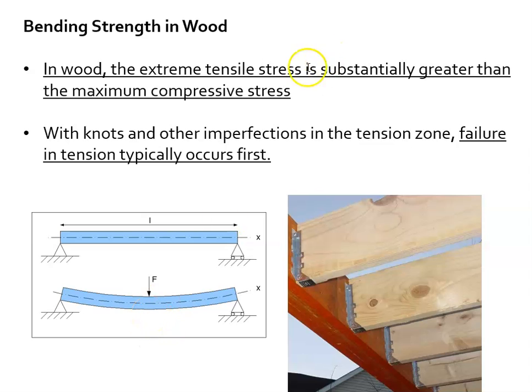And what this slide is pointing out here is that the tensile stress is the breaking point, essentially. That is, it experiences much greater tension than it does compression. So the tensile stress would be the limiting factor. With knots and other imperfections in that tensile zone, failure in tension typically occurs first. So down at the bottom of the beam, knots would further compromise the tensile strength.